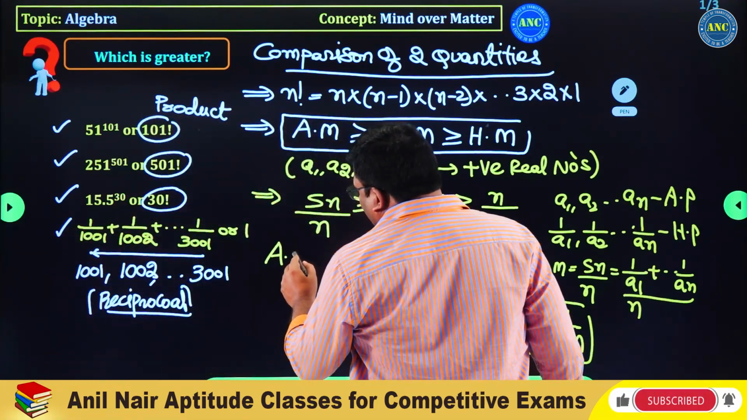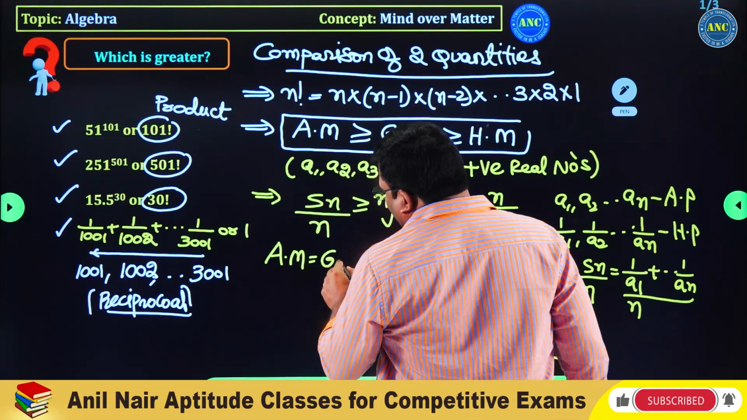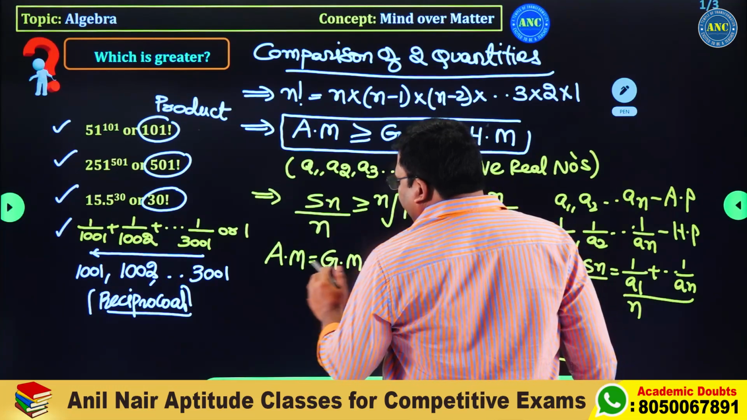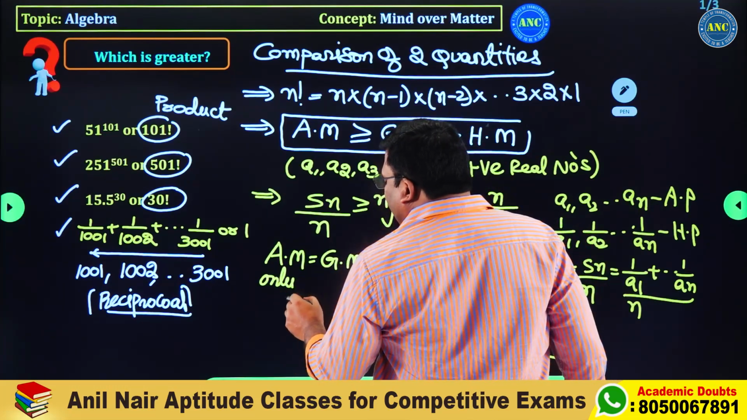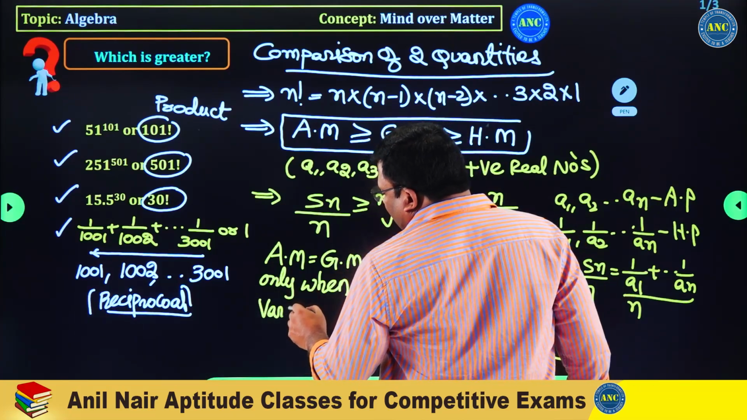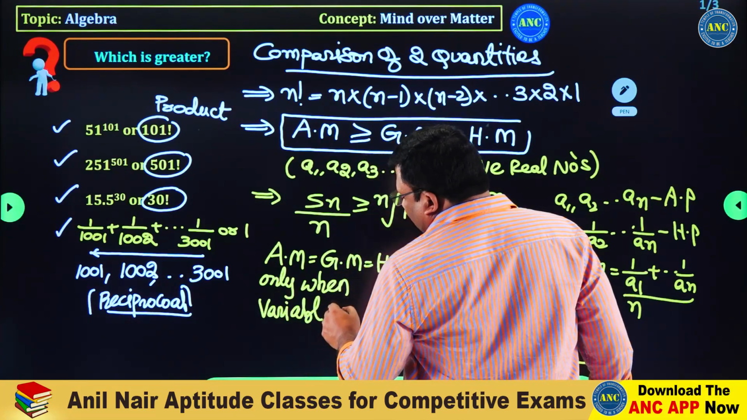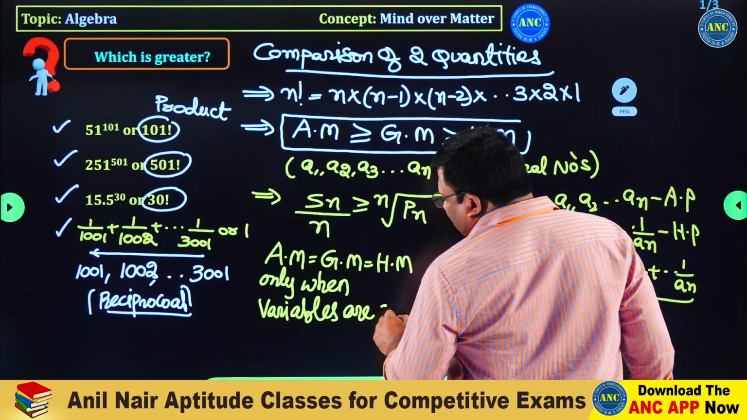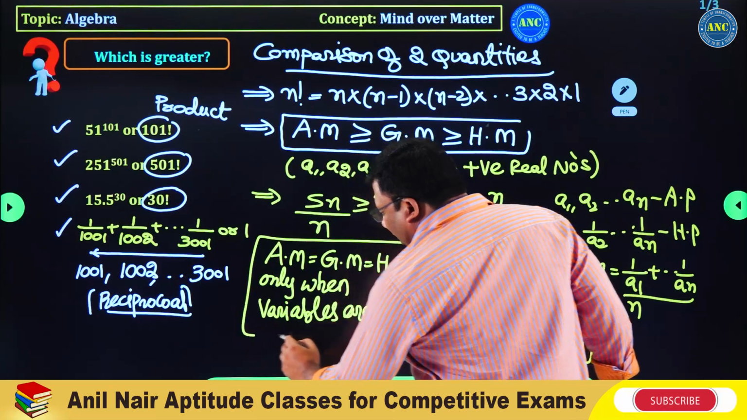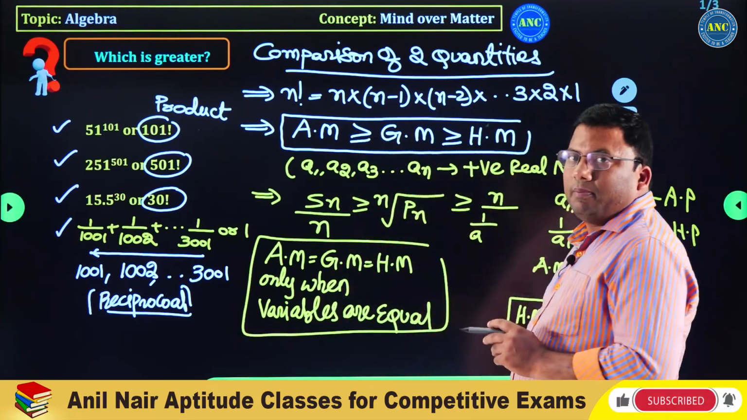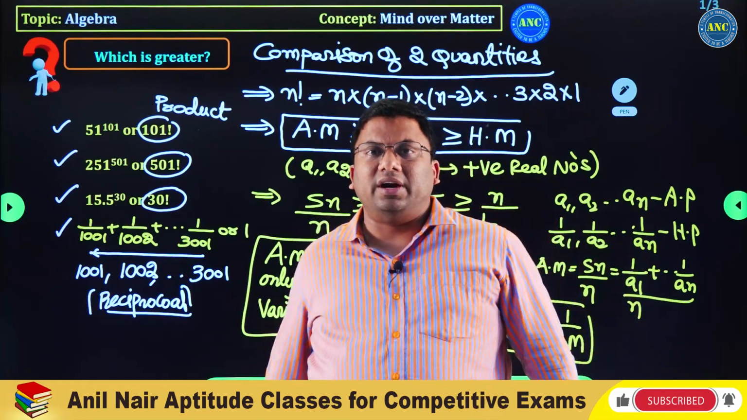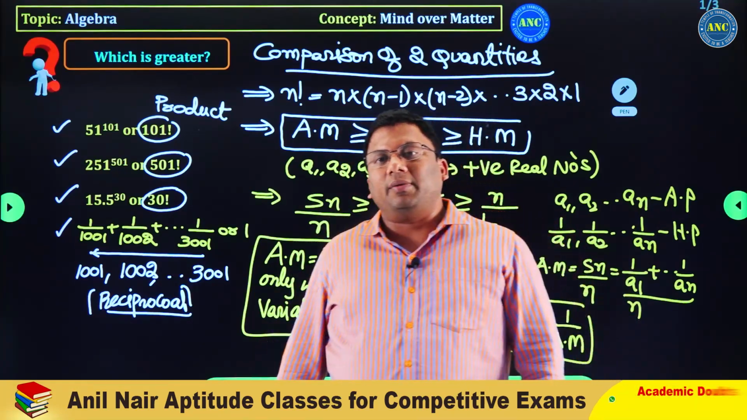AM is equivalent to GM is equivalent to HM only when variables are equal. Otherwise, all these means are not equal.